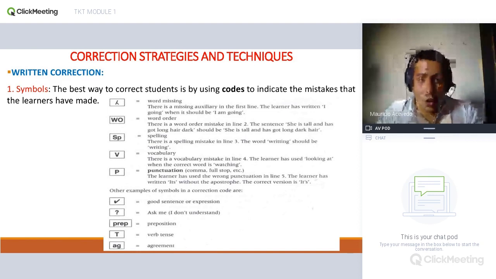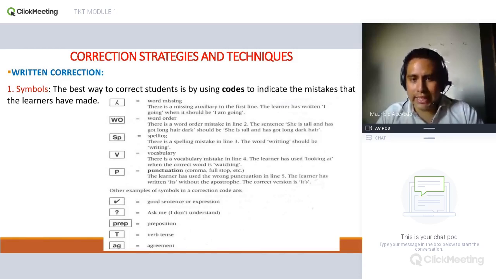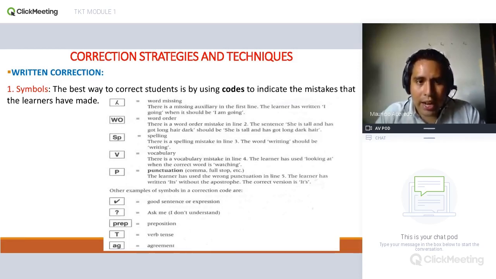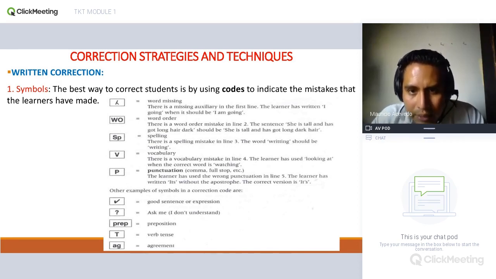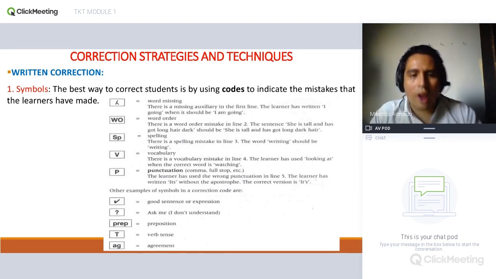P for punctuation. That means, like comma, full stop, etc. Okay, so the learner has used the wrong punctuation in line number 5. The learner has written its without the apostrophe. The correct version is it's, with the apostrophe. All right, so I got it.